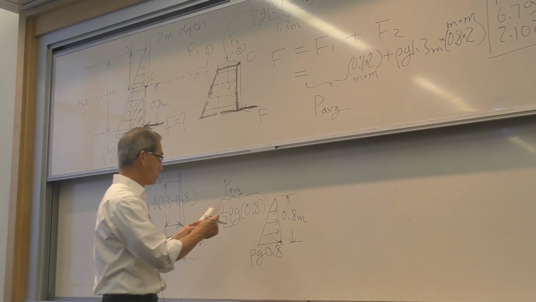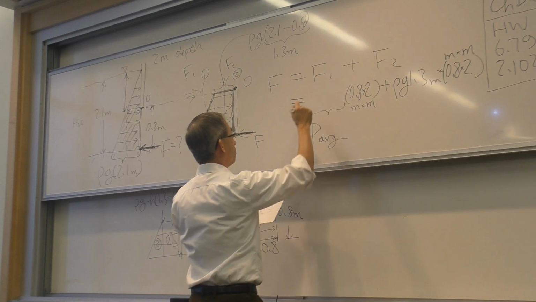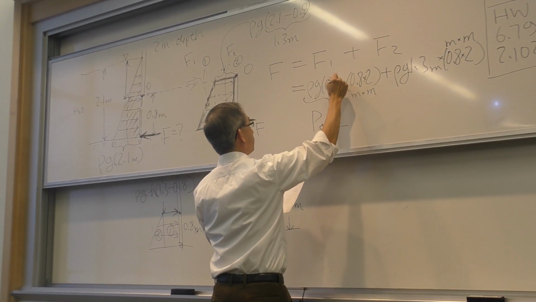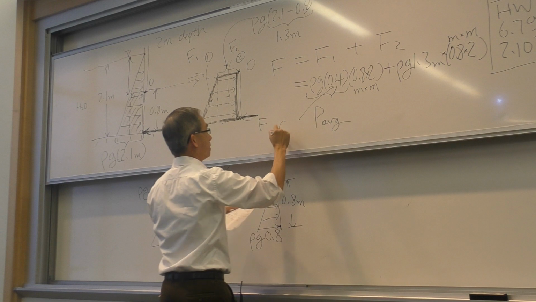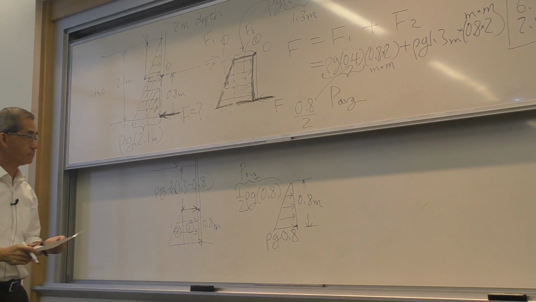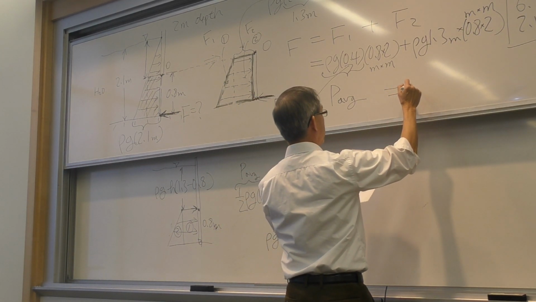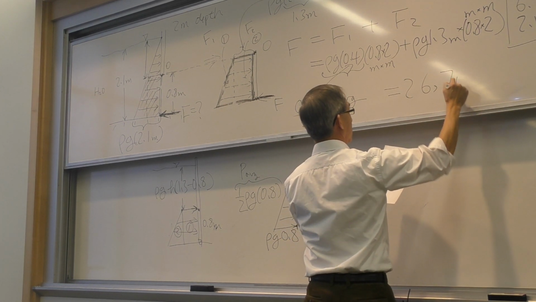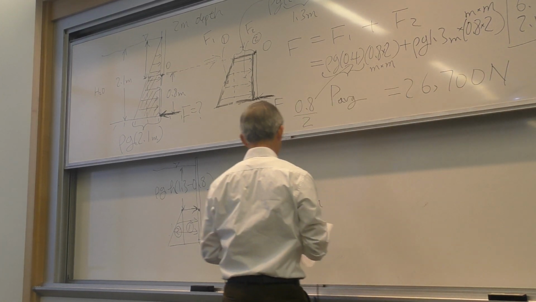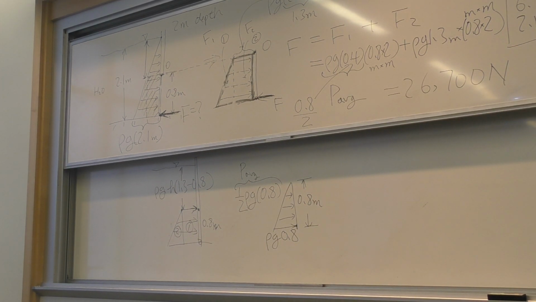So the average pressure now is simply rho g 0.4. Well, where does the 0.4 come from? 0.8 divided by 2. And with that, the force, when you plug in all the numbers, is about 27,000 Newton. So that's one piece of the problem. Questions?